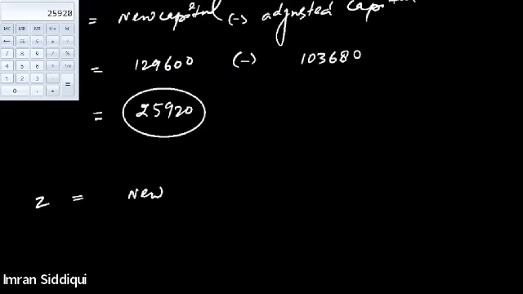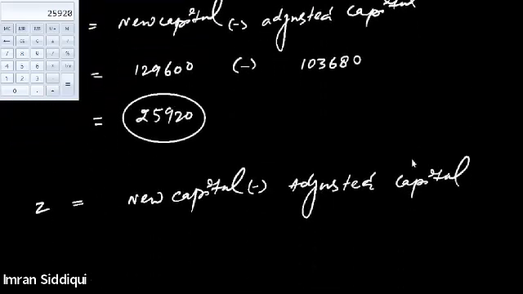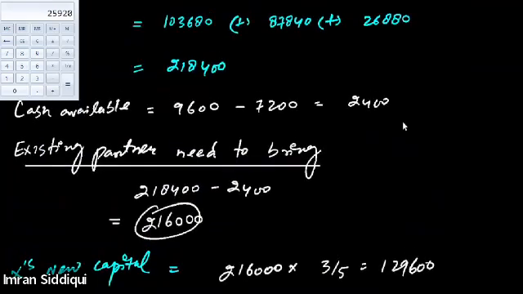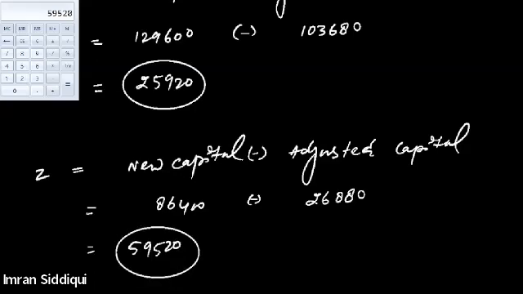Same will be done for Z. For Z also, we calculate it like this: new capital minus the adjusted capital. New capital for Z is 86,400, and adjusted capital for him was 26,880. So 86,400 minus 26,880 means he will have to further contribute 59,520. Is it clear, everybody?